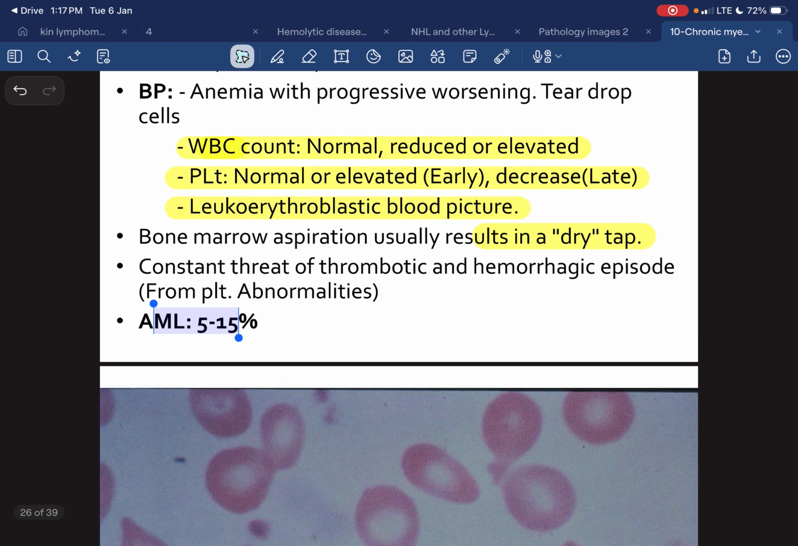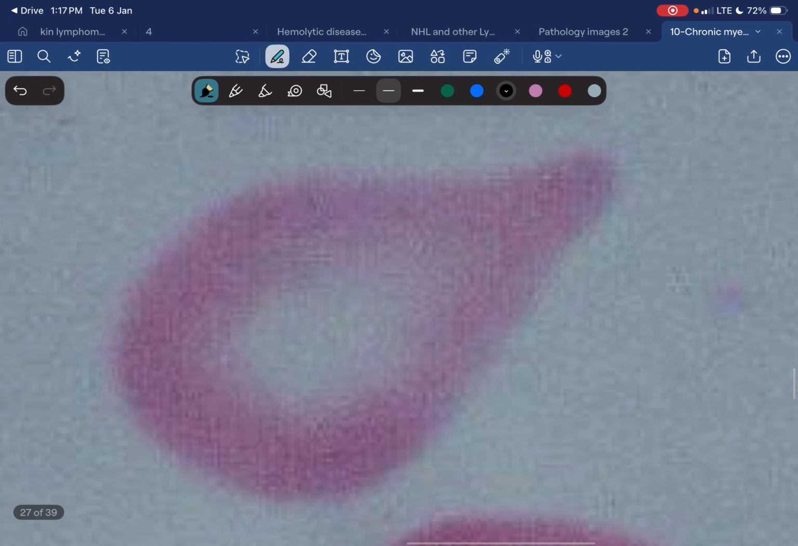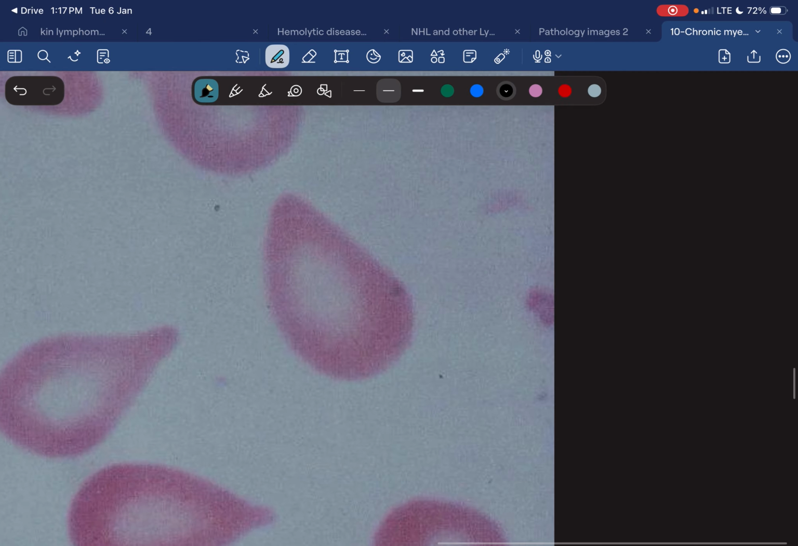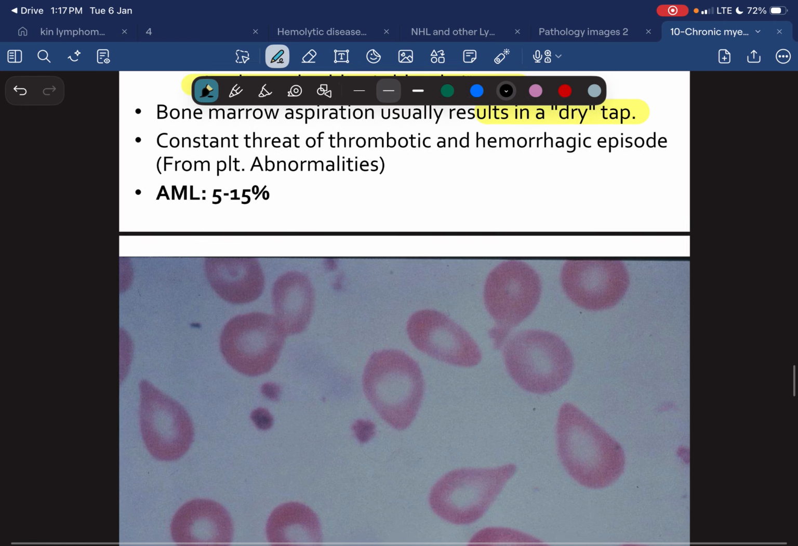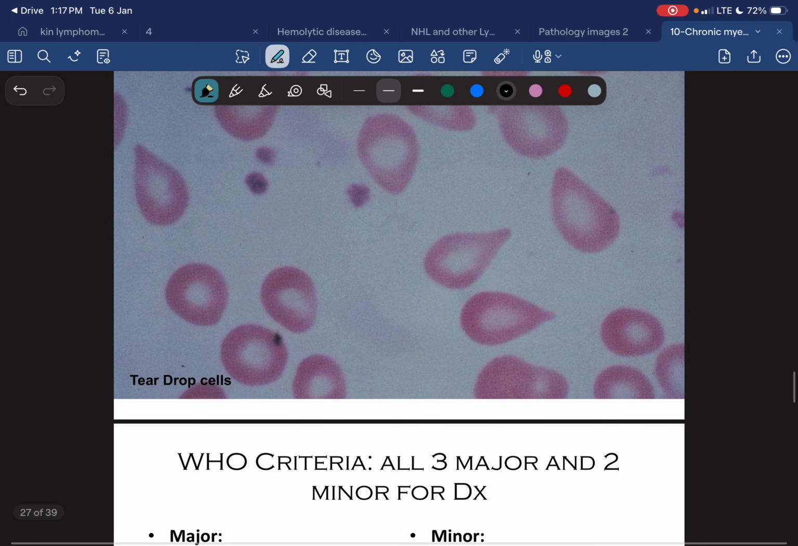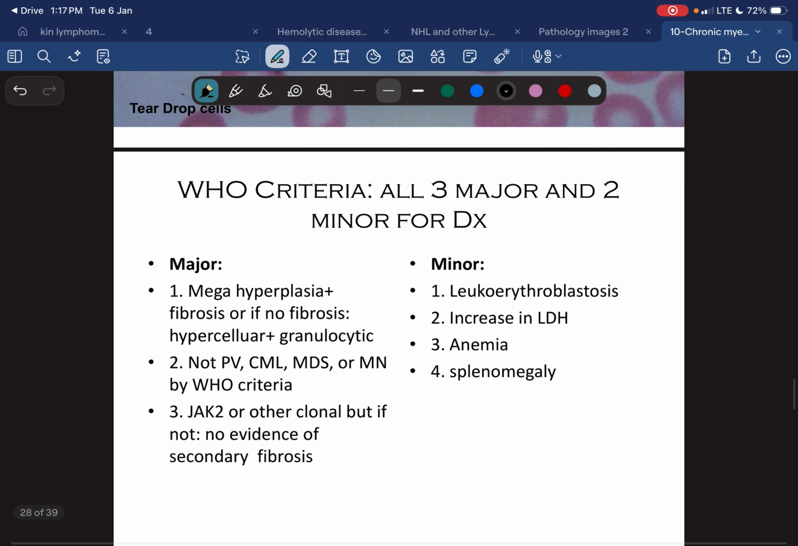These are the teardrop cells, and here, okay, another one, teardrop cells characteristic of, or seen in, myelofibrosis. The criteria are not required. Here we have a comparison between the 4 types of myeloproliferative disorders.